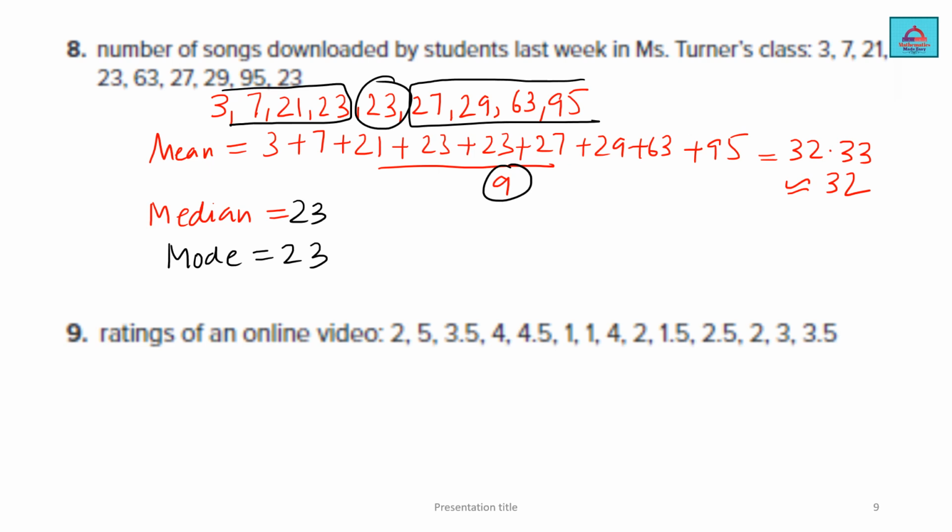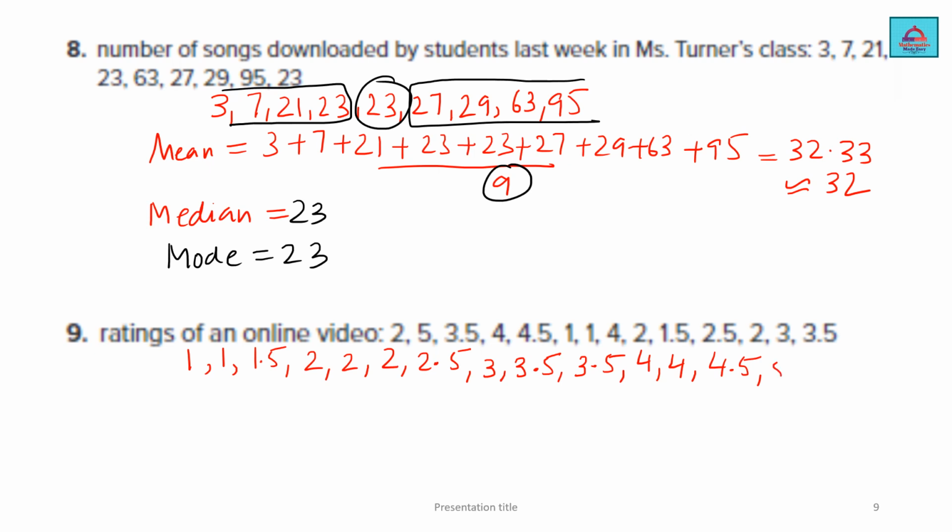So here you see some decimals. This is 2, 5, 3.5, 4.5, 1, 4, 2, 1.5, 2.5, 2, 3 and 3.5. So you have to be very careful in arranging them in ascending order. We start with the smallest number 1, then 1, then 1.5, then 2, 2 is coming 3 times, 2.5, then 3, then 3.5 is coming again 2 times, then 4, 4 comes twice, 4.5 and 5. So we have taken all the numbers, these are 14 numbers.